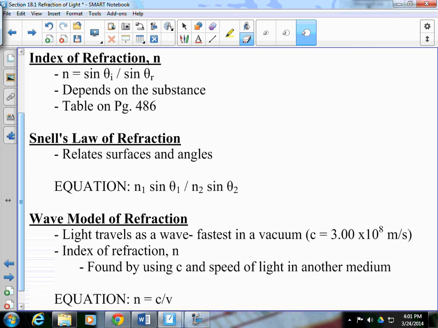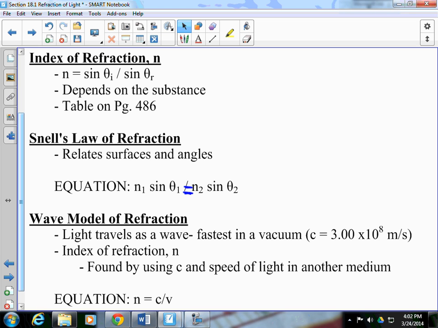And Snell's law of refraction is n1 times the sine of theta 1 is equal to n2 times the sine of theta 2. So Snell's law of refraction is going to help calculate the angle at which light refracts in a particular substance.